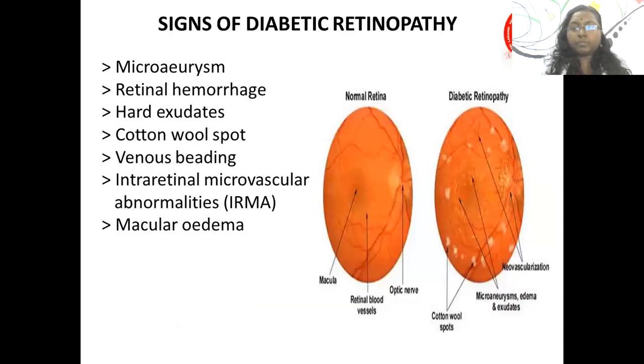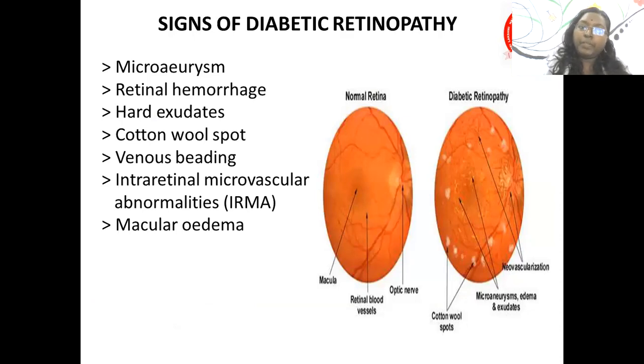This is the visual field, comparing a normal individual with that of a diabetic retinopathy patient. In normal patients, the visual field is clear and full. In diabetic retinopathy, the images are blurred, and because of vitreous hemorrhages, they are seen as dark spots. So the patient might complain of black spots.